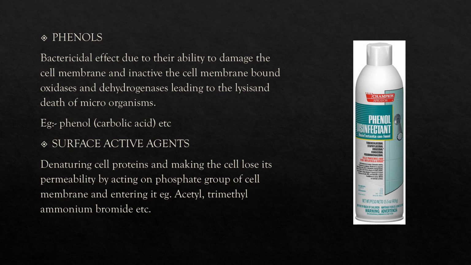Next are the surface active agents. They denature the cell proteins and make the cell lose its permeability. How? By acting on the phosphate group of the cell membrane and entering it. Some examples are cetyl trimethyl ammonium bromide, etc.